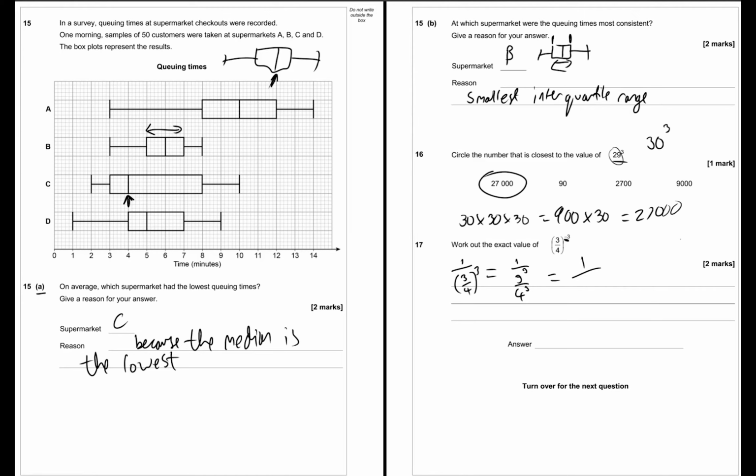So 1 over 3 to the 3. So that would be 9 over 12. Whoops, no. 4 to the 3. It's 4 times 4 times 4. Wait, no, I've made a terrible error there, haven't I? Okay, 3 to the power of 3. 3 times 3 times 3 is 27, over 4 to the 3, which is 64. Okay, so now you're doing 1 divided by 27 over 64, which means you can flip them. So you're going to get 64 over 27. And that's your answer.